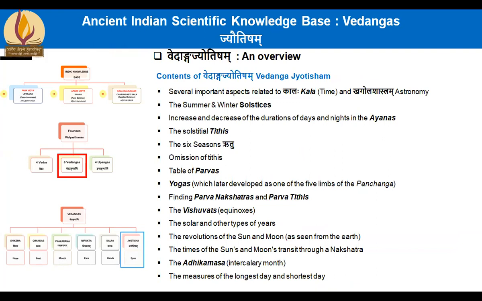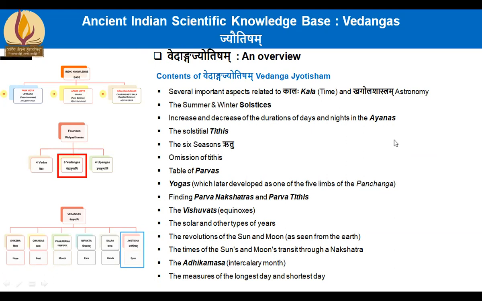And what are the contents of Vedanga-Jyotisham? It is related to Kala, that we all know. And it is related to astronomy. Actually, it is not Khagola Shastram. It is, what you can say, celestial movement. There is some other word. I think this is wrong. Then the summer and winter solstices. Then when there is increase or decrease of the duration of the days and nights in the ayanas.